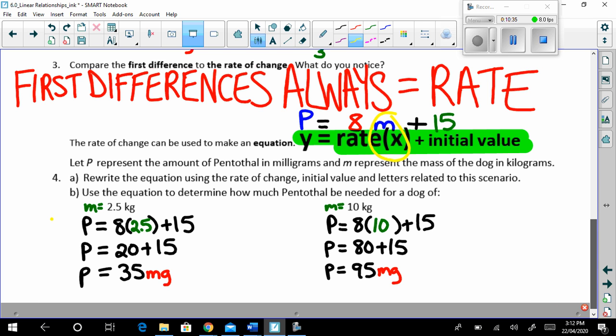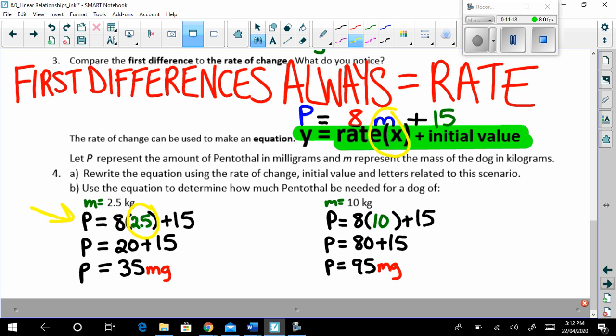So if we look down here at some scenarios, we have that if the dog is 2.5 kilograms, we substitute that in, okay, then we input the 2.5 and we get an output of pentothal would be 35 milligrams would be needed. Now I did not write therefore sentences here. I should have, but at least I put the units there, right? So pentothal equals 35 milligrams, okay? So make sure that you either write a therefore statement or you put your units on so it's very obvious what the final answer is. Okay, so give that a try.